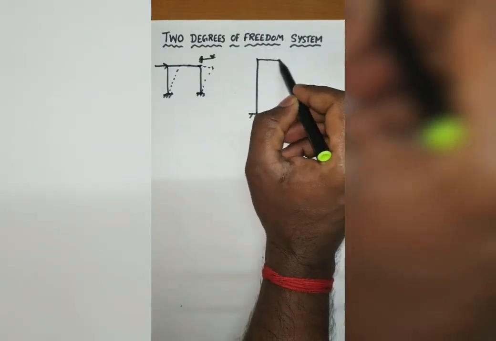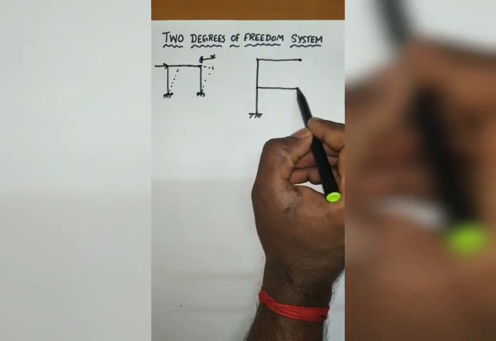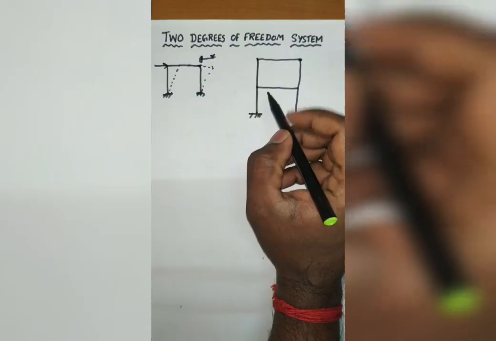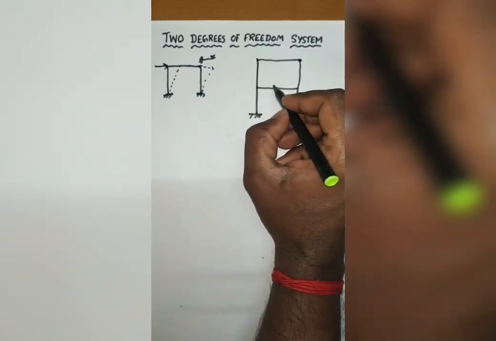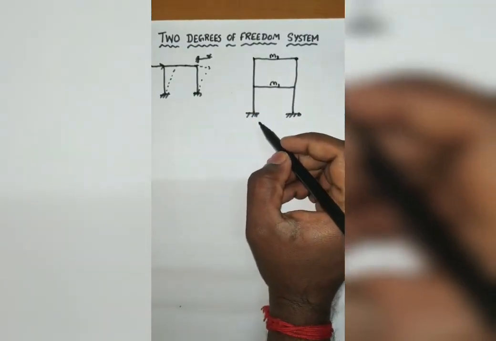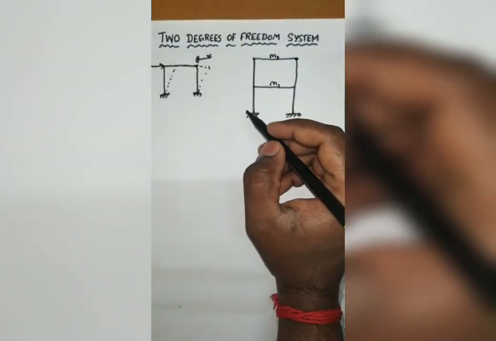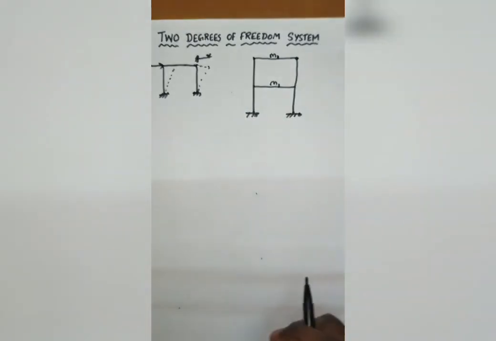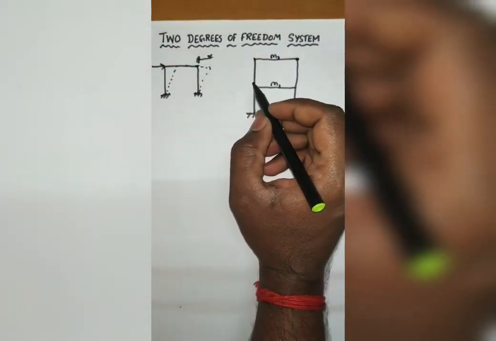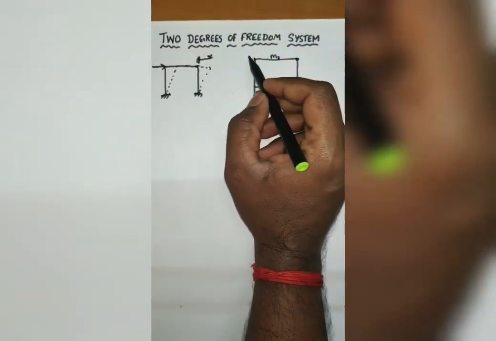Say this is a G+1 building. Here the mass of this floor is m1 and the mass of this floor is m2. We know that the effect of wind will be there at higher heights. If you are going beyond 10 meters height, the possibility of wind effect we have to consider in the analysis of a structure. So the wind effect can be different for this floor as well as this floor.